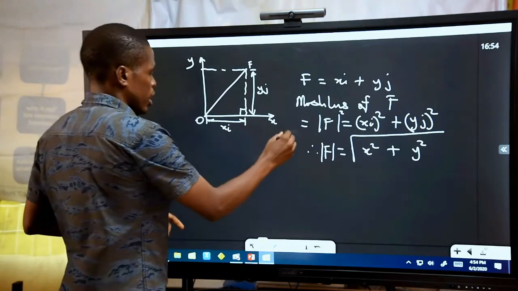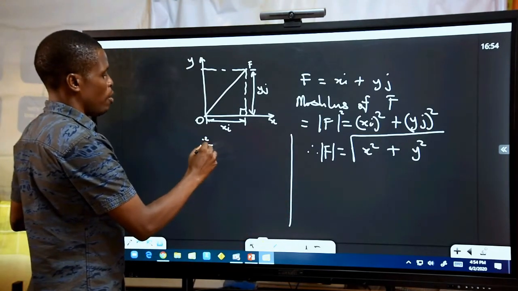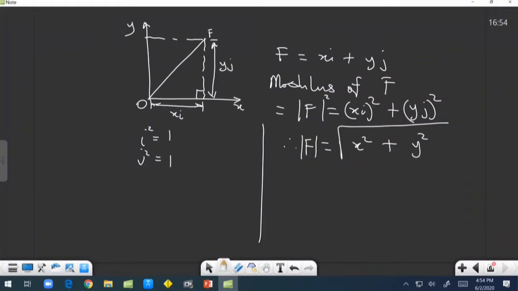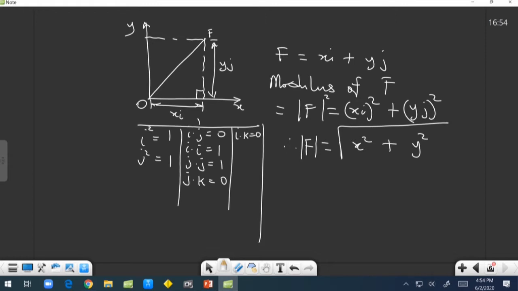Remember or recall in mathematics that i squared in complex numbers is minus 1, and j squared also is minus 1. But certain rules are applicable when you are dealing with vector notation in terms of i, j, and k. Then you know that i dot j is equal to 0, i dot i is equal to 1, j dot j is equal to 1, j dot k is equal to 0, and i dot k is equal to 0. Take note of these rules, because they will guide us as we move ahead with the next subsequent slides.